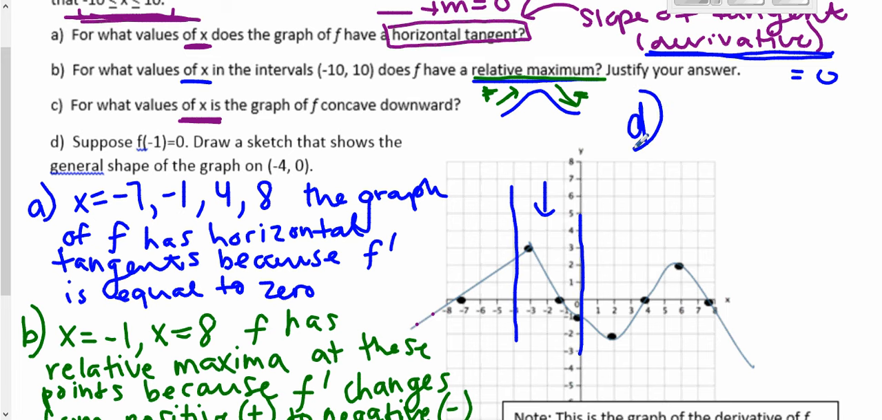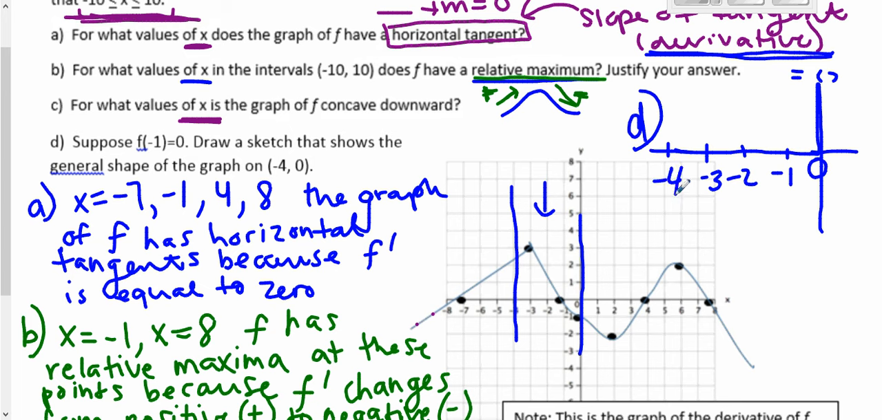So D, we need to draw a sketch, so I need a grid. Remember, we're starting at 0. Let me move this up a little bit. So here's our grid for X and Y axis. Starting at 0, we need to do -1, we need to talk about -2, -3, and we need to go to -4. So let's figure out, what did they tell us? They told us f of -1 is 0. So at -1, we have a point that is 0. So let's think about either side of this.